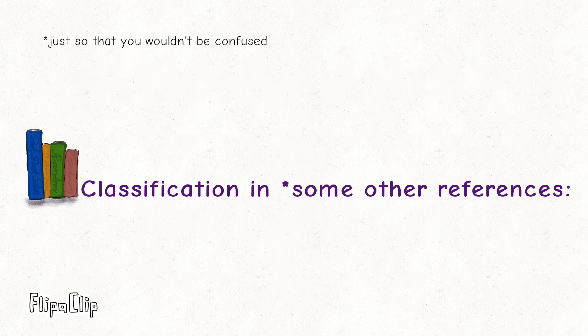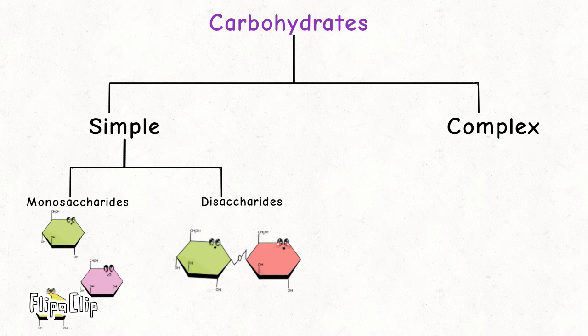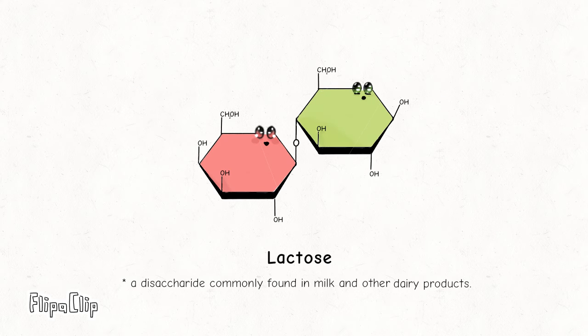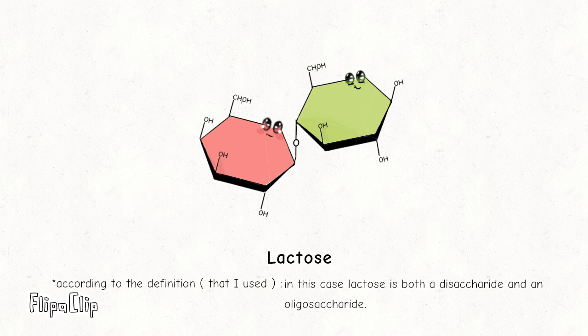In a lot of references, you'll find disaccharides as a separate category, generally under the same umbrella as monosaccharides, classified as simple. But for this video's purposes, I'm gonna define oligosaccharides as polymers that contain between 2 and 9 monosaccharides. For example, lactose, that is made out of both glucose and galactose, is both a disaccharide and an oligosaccharide.